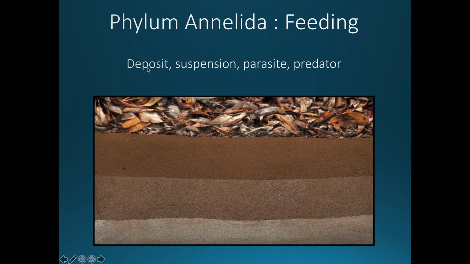They have a variety of feeding mechanisms depending on the member of Annelida that you're looking at. They can be deposit feeders, which is just another way of saying that they're detritivores, feeding off of debris that might be on the ground. They can be suspension feeders, those that use a filtering system for feeding. Some are parasitic and some are predators, so they have a wide range of feeding.